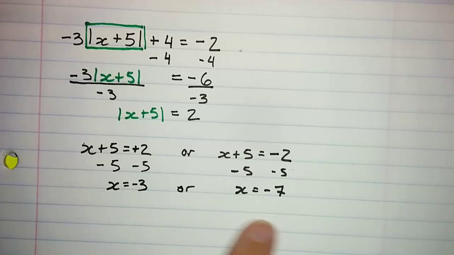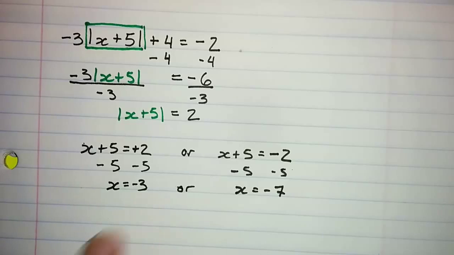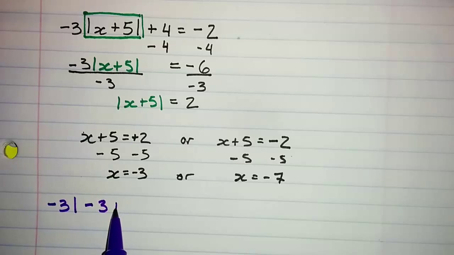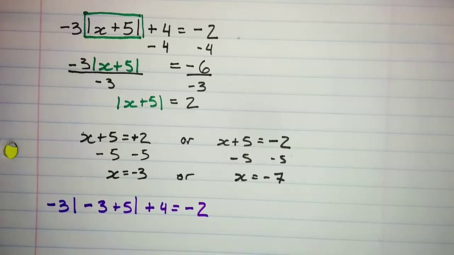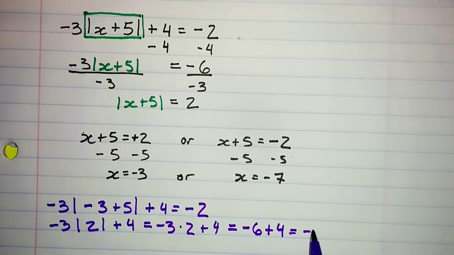All right, let's confirm that these are really solutions to this original equation. If I plug in x equals -3, I have -3 times the absolute value of -3 plus 5, plus 4, and I want to see, does it equal -2? -3 plus 5, that's 2. Absolute value of 2 is 2. -3 times 2 is -6. -6 plus 4 is in fact -2.